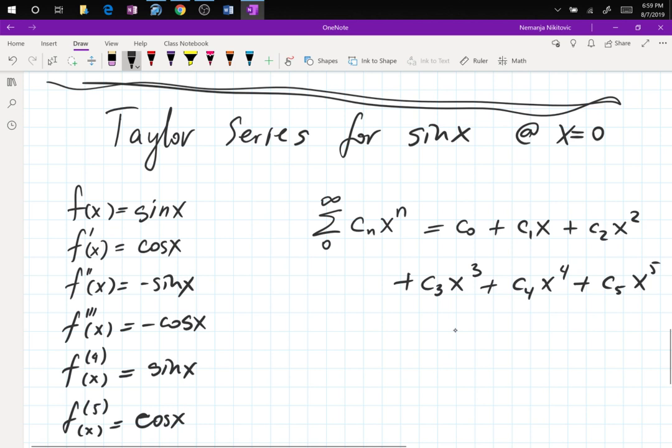So let me go all the way to C5 over there. The order of the derivative matches these. The 0th order of the derivative is the original function. Right? 0th derivative means no derivative, so it's the original function. That's what you have.